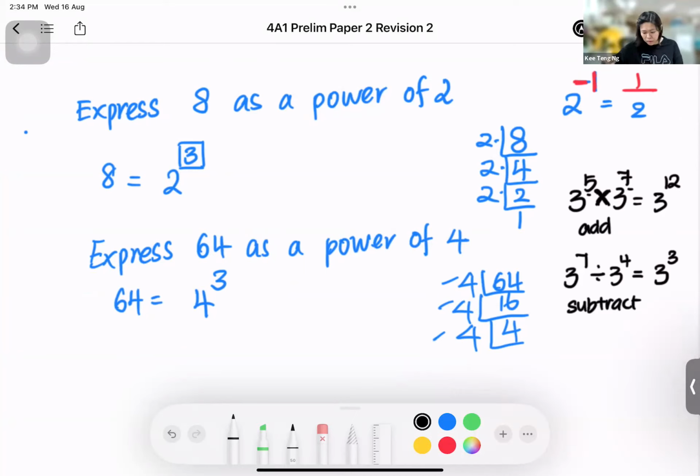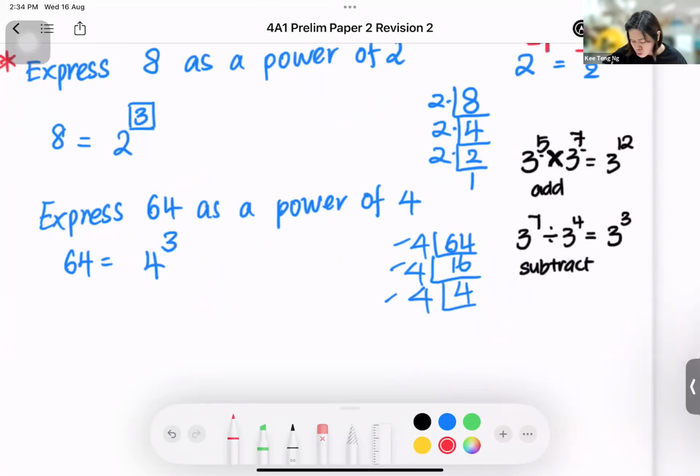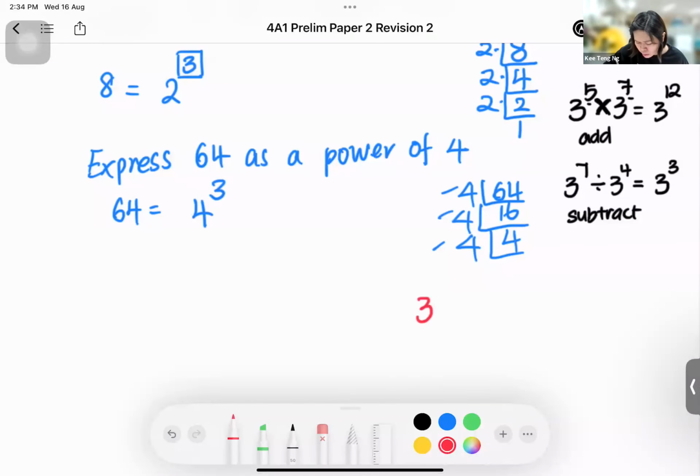Okay, so this part is an add-on. What if the power is negative? When the power is negative, any power that's negative will always give you 1 over something. So if I ask you what is 3 to the power of negative 1, it's just 1 over 3. Okay?